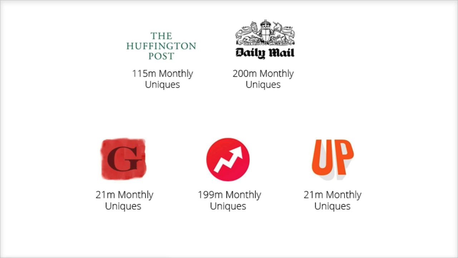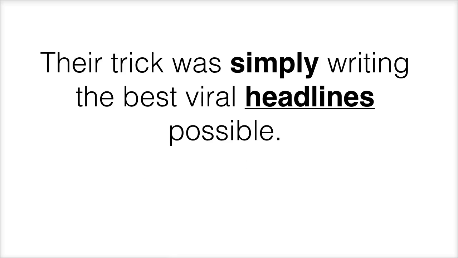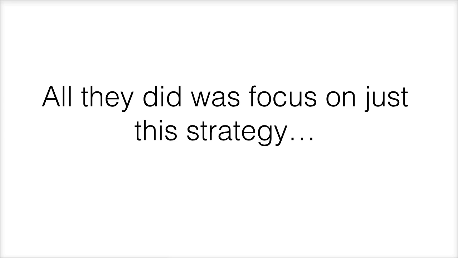The Huffington Post now does 115 million monthly uniques, the Daily Mail 200 million monthly uniques, Gawker at 21 million and BuzzFeed at 199. You know, it's all down to one trick, and that is simply writing the best viral headlines possible. All they did was focus on just this strategy.